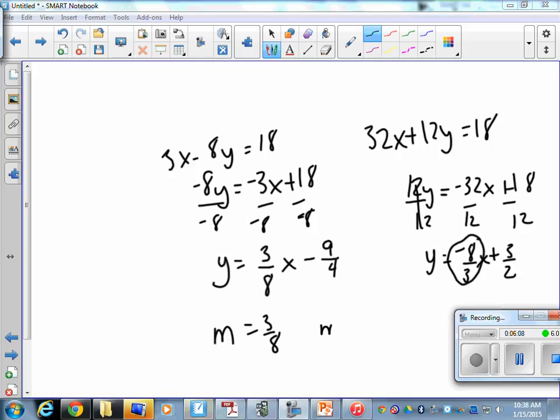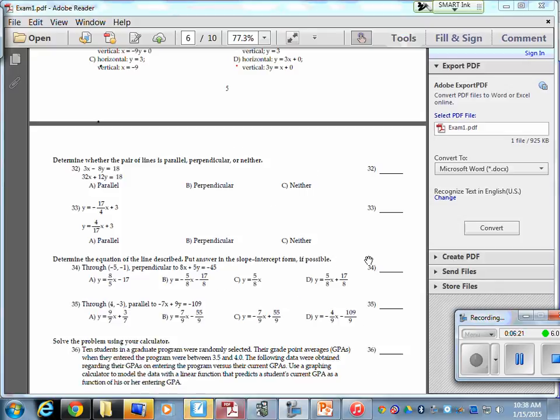So I have one line that has a slope of positive 3/8, one that has a slope of negative 8/3. So these lines are perpendicular. Opposite reciprocals. I flipped them over and changed the signs. All right, 33, I'm just going to look here in the problem because they're already in slope-intercept form. You'll notice this has a slope of negative 17/4, and I just circled that one. This one has a slope of positive 4 over 17, so they're opposite reciprocals. These are also perpendicular. All right, I am going to pause right there for a second, and I will pick up with number 34 in the next video.